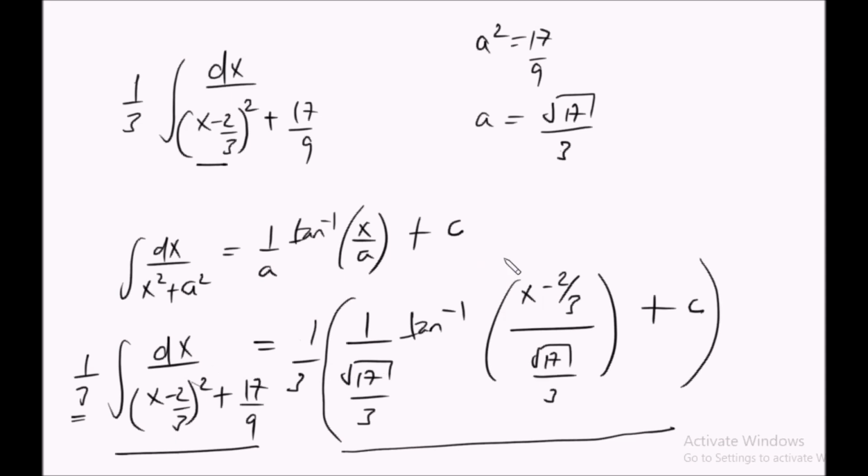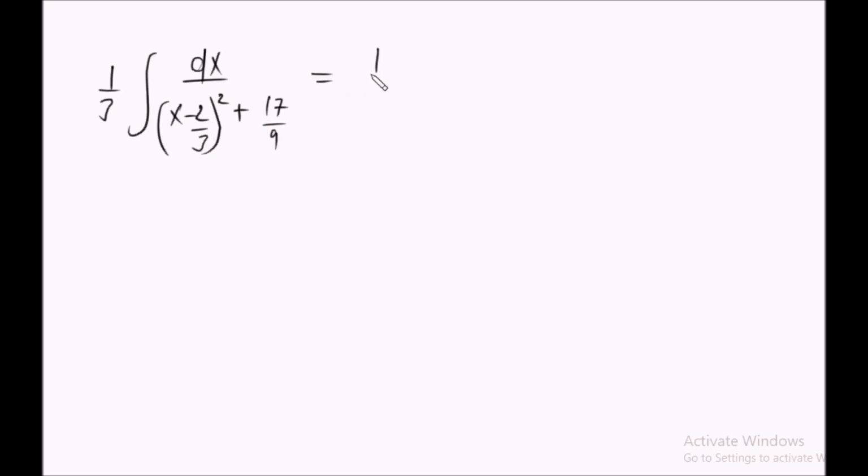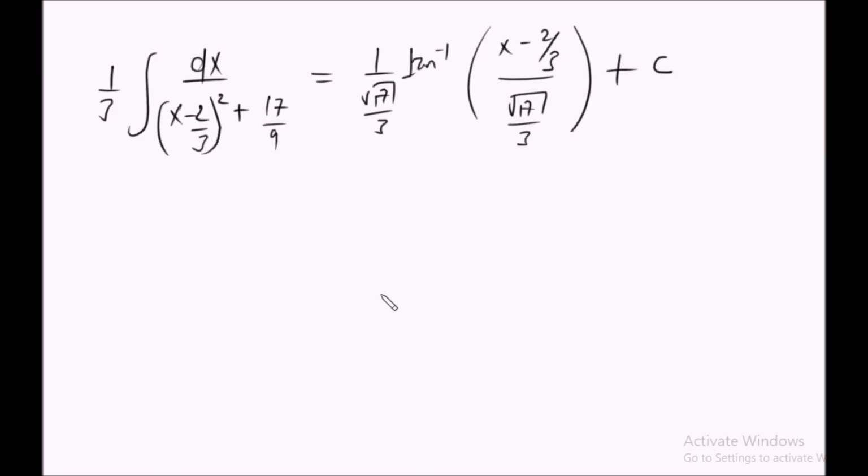So now nimeona kwamba hii ni 1 over 3. So we have dx, we have x minus 2 over 3 squared plus 17 over 9. So this is what I have. So tumekuja kusema kwamba hii ni sawasawa tu na useme 1 over the square root of 17 over 3, yani 1 over a tan inverse hapo wa ni x, lakini ndo tuna hiyo linear equation over hiyo, plus c.